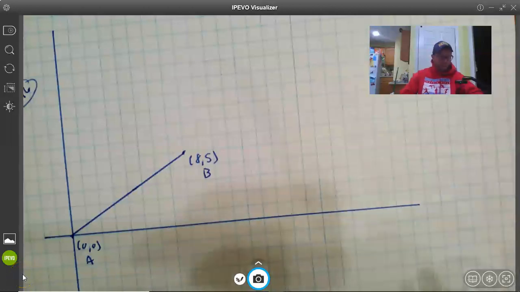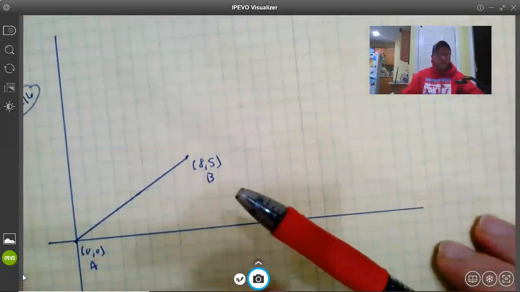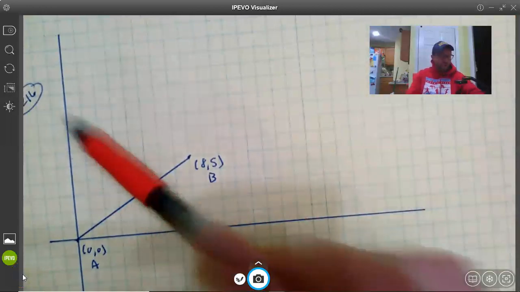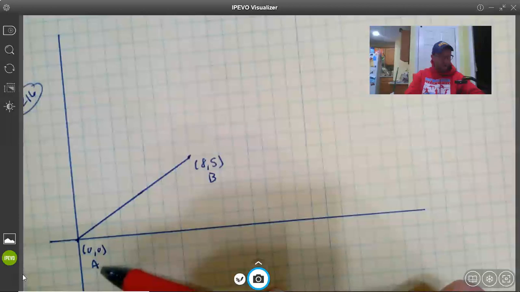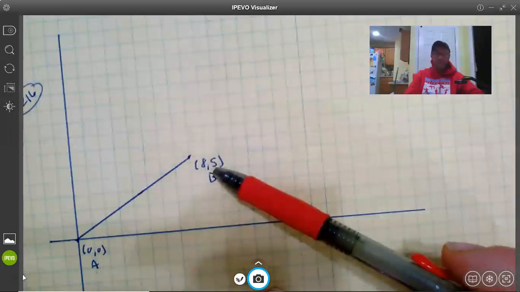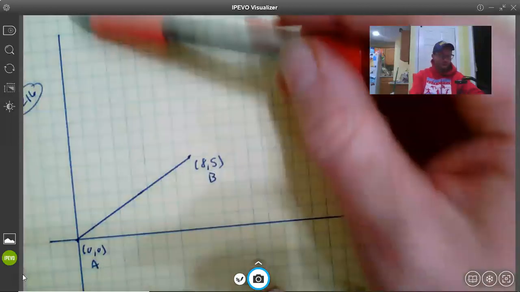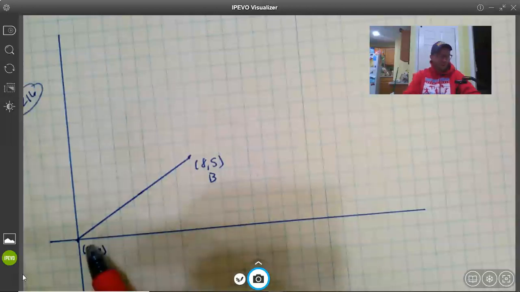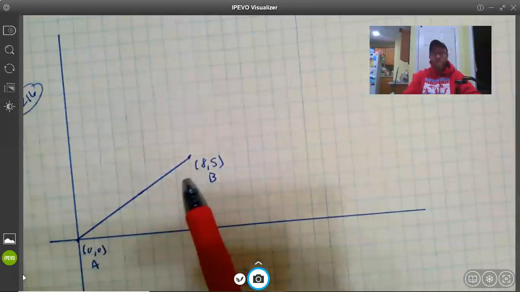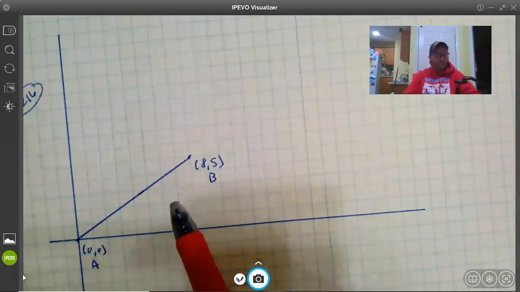Okie dokie. So we're trying to find a point on this line here that is equidistant, so it's the same distance from A as it is from B at some point on this axis here. And if we're talking about a point that's equidistant from two other points, we're talking perpendicular bisector here. So every point that's equidistant from A and B, so every point that's the same distance from A as it is from B, is going to be on that perpendicular bisector.